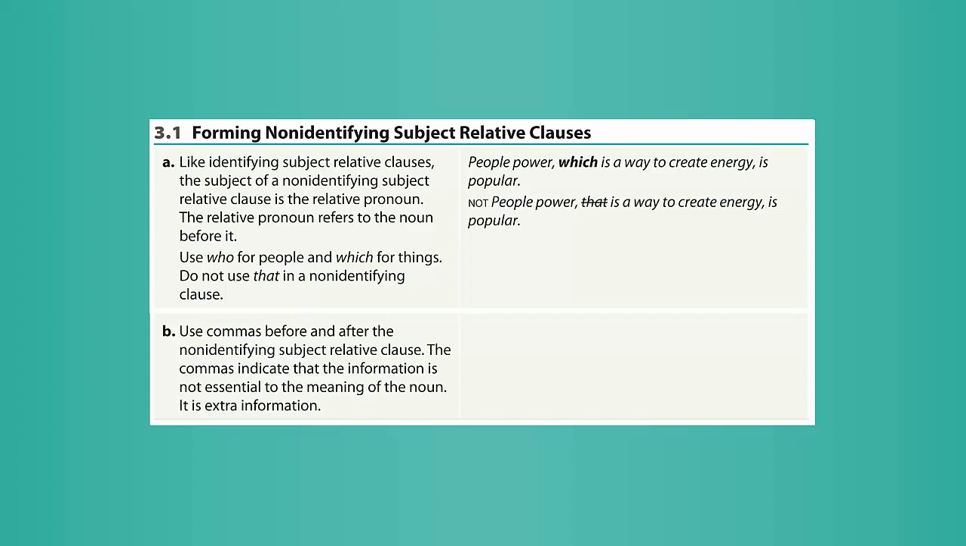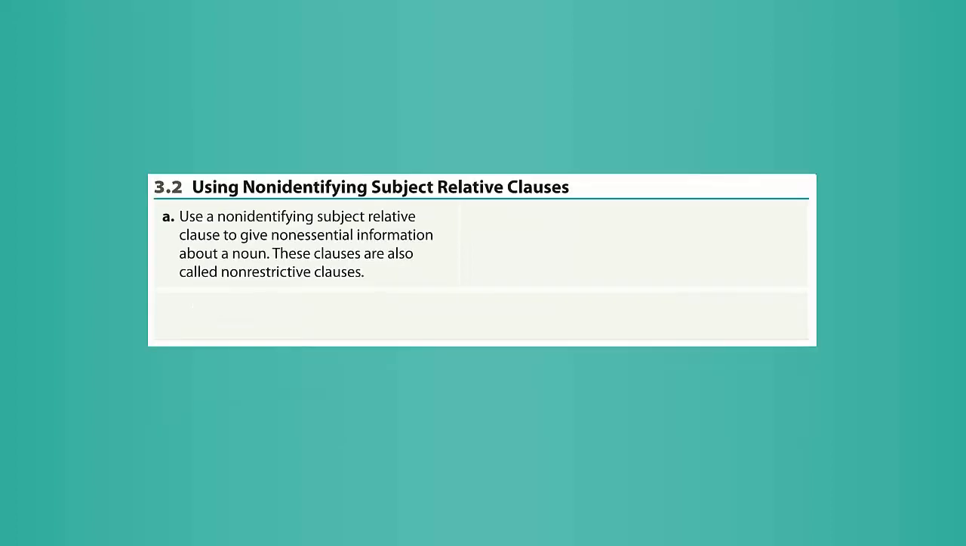Remember that it's just extra information. And we have an example like: hybrid cars, which are better for the environment, use less gas. That is all about the formation of non-identifying subject relative clauses. And now we come to the uses of a non-identifying subject relative clause.